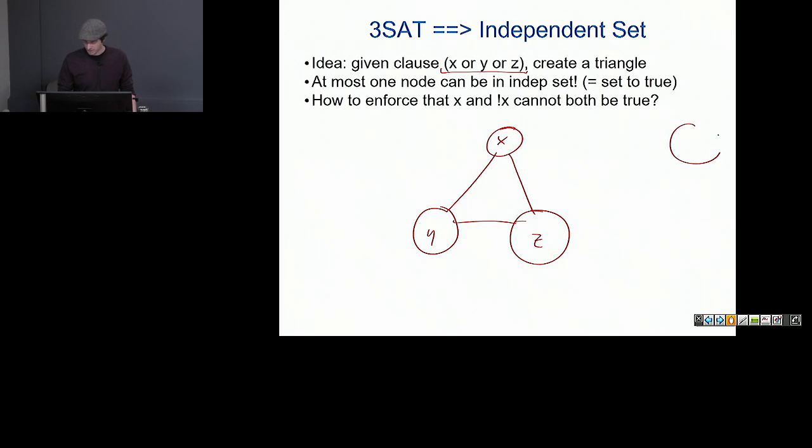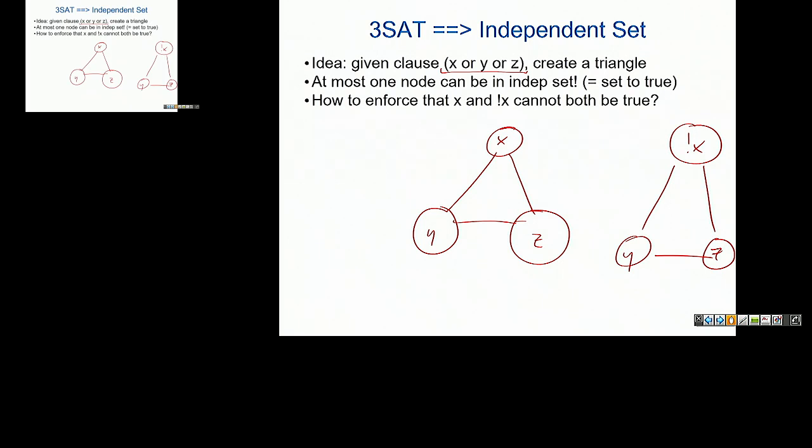Of course, if I had another clause that had a not x in it, maybe I have not x, y, z, I have to make sure that I'm not choosing both of those nodes. That's sort of the tricky part. And to do that, I'm just going to add an edge between them. So that enforces the constraint that if I chose x to be true, I can't choose not x to be true. Okay, I know this is very vague.